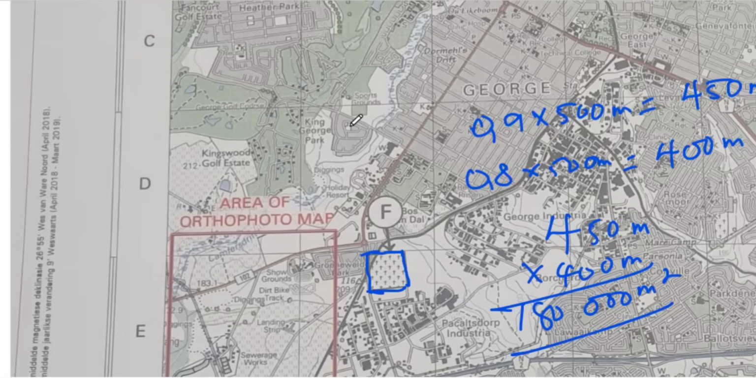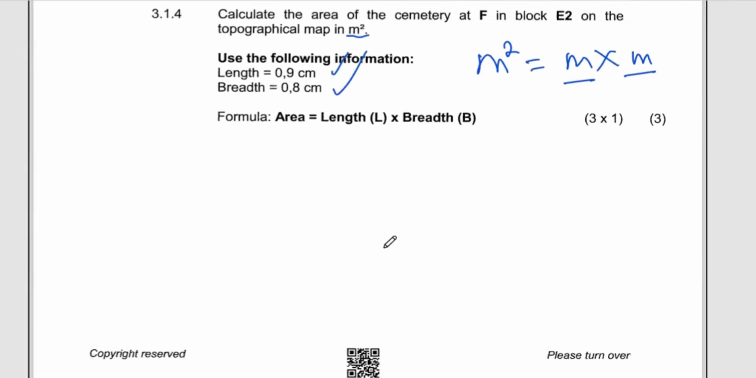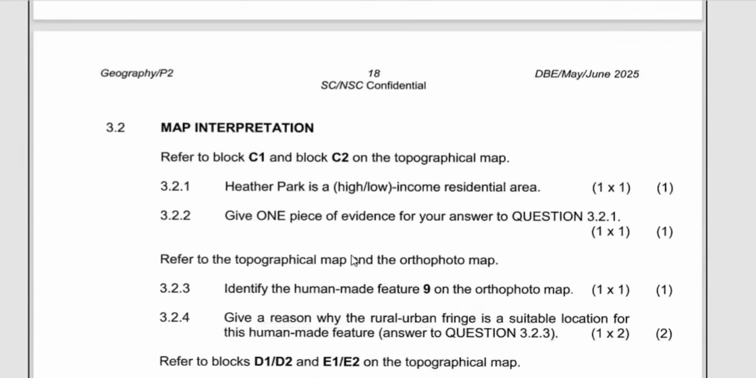Right, that is how you calculate. You must be able to familiarize and convert directly and be able to use the right unit of measurement for you to get the required set of units. Right, moving on to the next one. The next question is based on Heather Park. Is it a low income or a high income residential area? This is map interpretation.